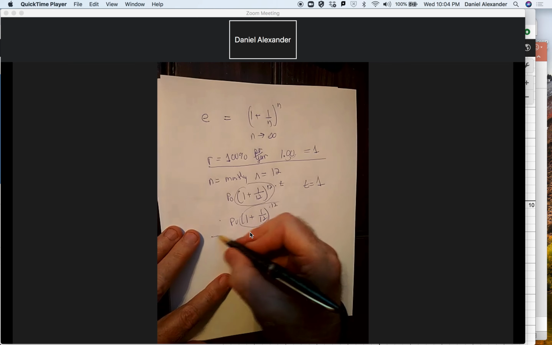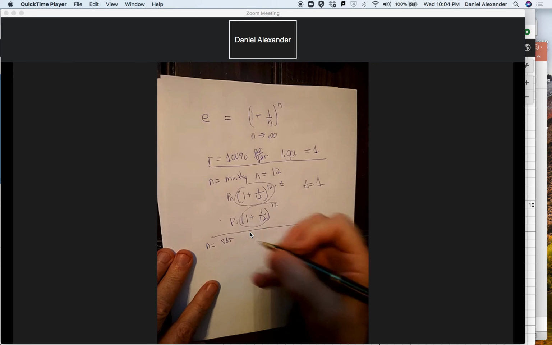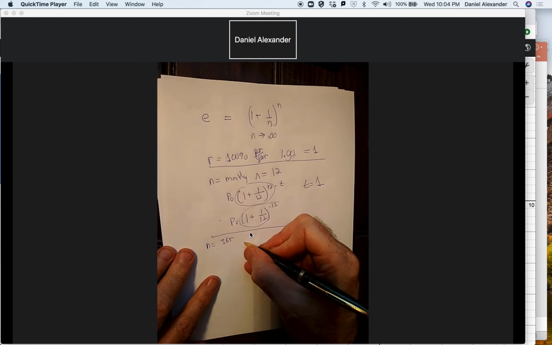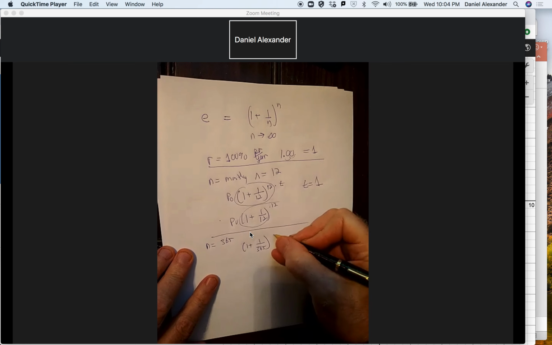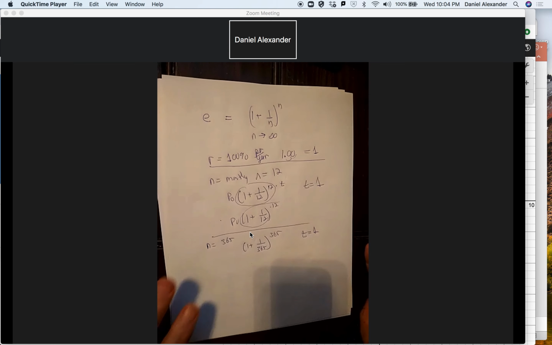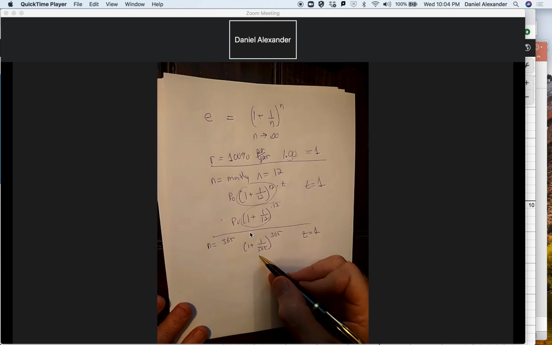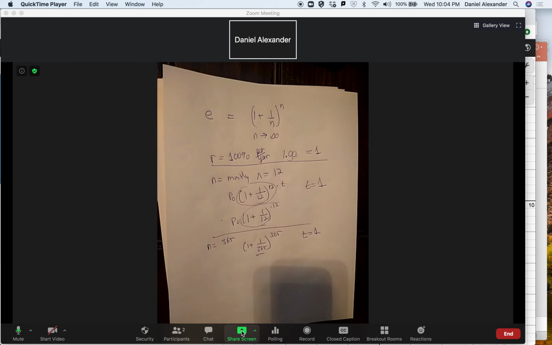Let's say n is daily, so 365. This is what you would get: 1 plus 1 over 365, raised to the 365. Again, we're assuming t is 1. Now, what I want to do is compute this for various values, so I'm going to switch to Desmos. We're going to screen share.